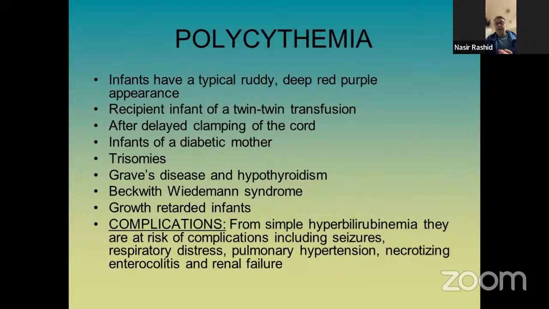And remember that in polycythemia, besides hyperbilirubinemia, these infants are at risk of other complications like seizure because those sluggish red blood cells can get stuck in the cerebral microcirculation and cause microinfarcts. It can lead to respiratory acidosis because red blood cells get stuck in the pulmonary circulation and can lead to pulmonary hypertension and occasionally necrotizing enterocolitis.